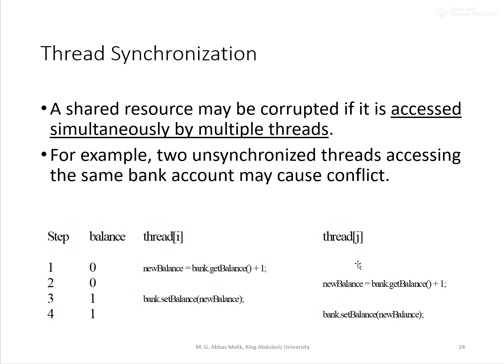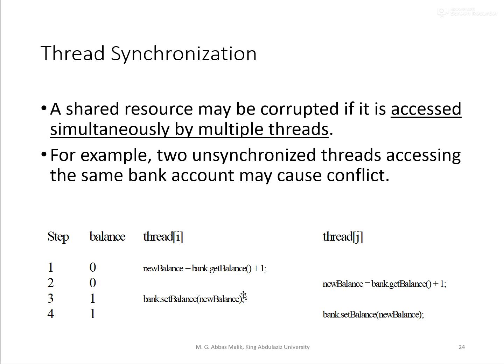And after that, control passes to the second thread, thread J, which does the same thing. Now, new balance is a different variable for the second thread. It's a local variable. Now, it too gets the balance, which is still the same that the first thread saw, adds 1 to it as well, and stores the value in its own local variable, new balance. So remember, this new balance variable is distinct, is separate, is different from this new balance variable over here.